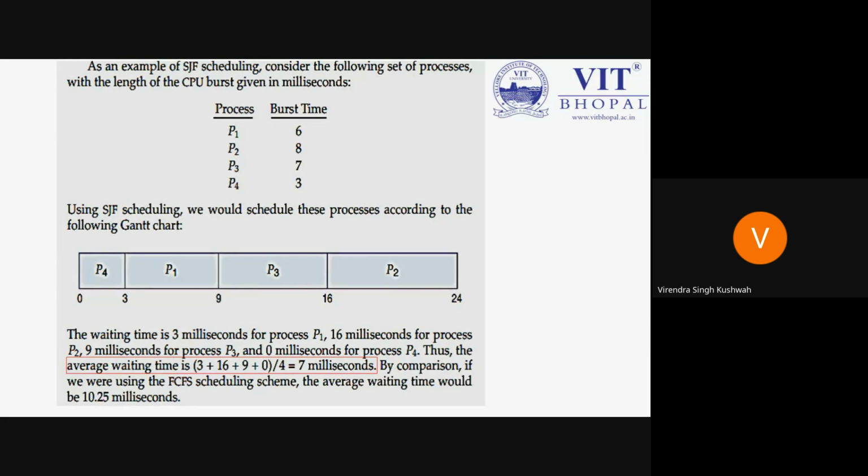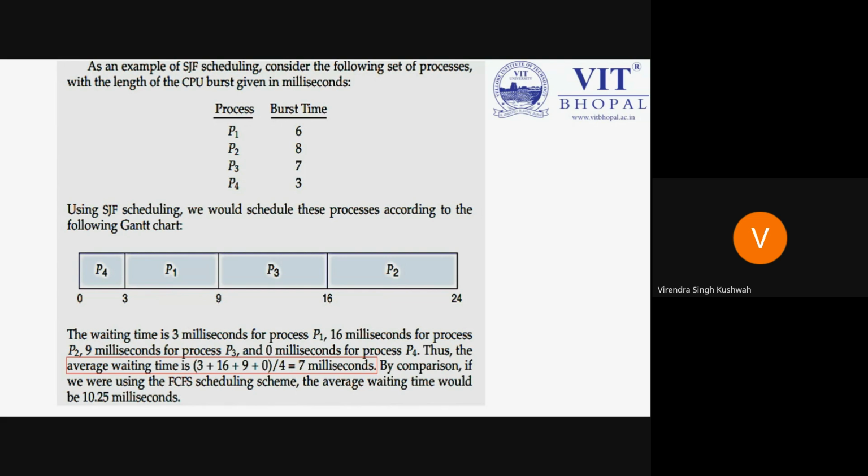You can notice over here the processes P1, P2, P3, P4 have burst times 6, 8, 7, 3 respectively. As I told you, the purpose of this algorithm is to associate with each process the length of its next CPU burst. When the CPU is available, it is assigned to the process that has the smallest next CPU burst. If the next CPU bursts of two processes are the same, then we apply the first come first serve, or FCFS, scheduling algorithm to break the tie. You have to keep this point in mind.